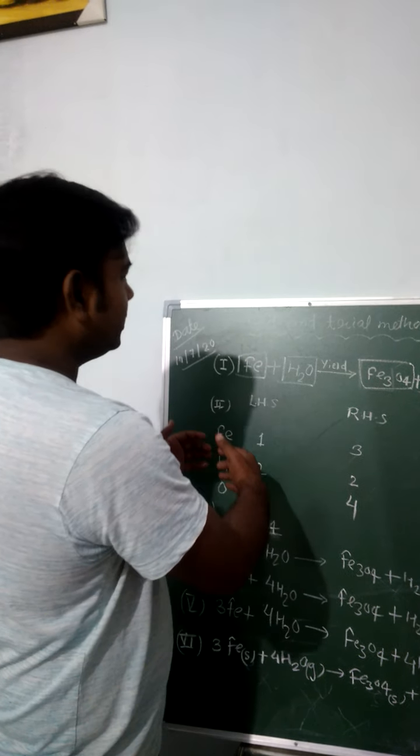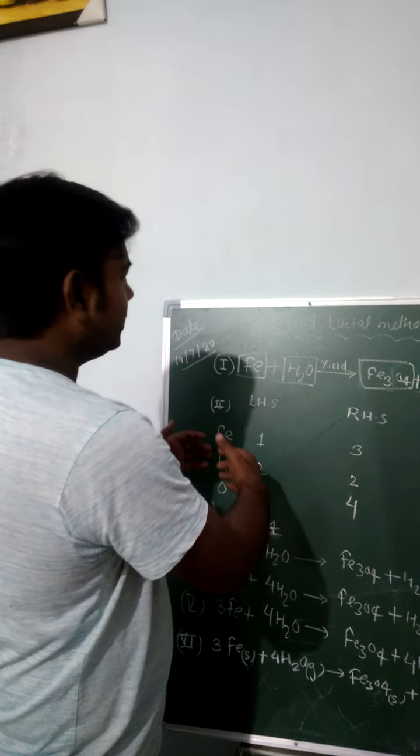3Fe plus 4H2O gives Fe3O4 plus 4H2. So here we have to write 4H2. So 4 twos are 8. 8 hydrogen here and 8 hydrogen here also. So it is the balanced chemical equation. So through this method we can easily understand balancing a chemical equation.